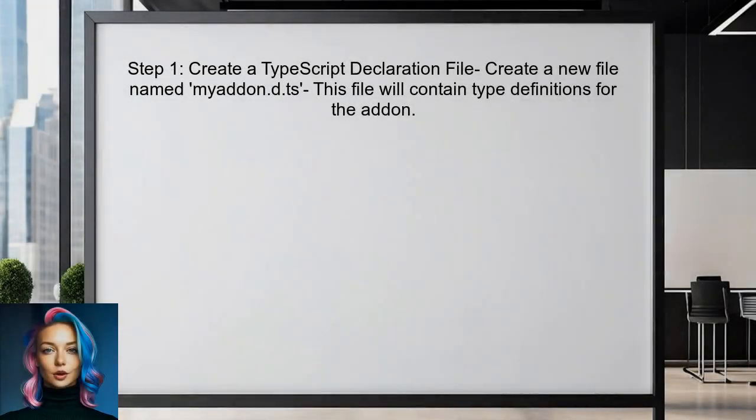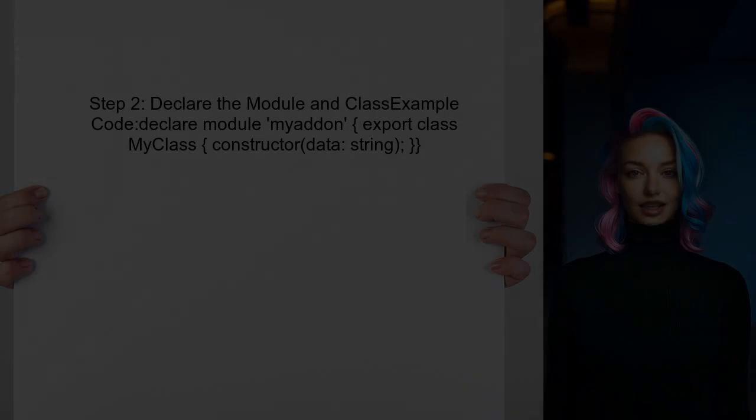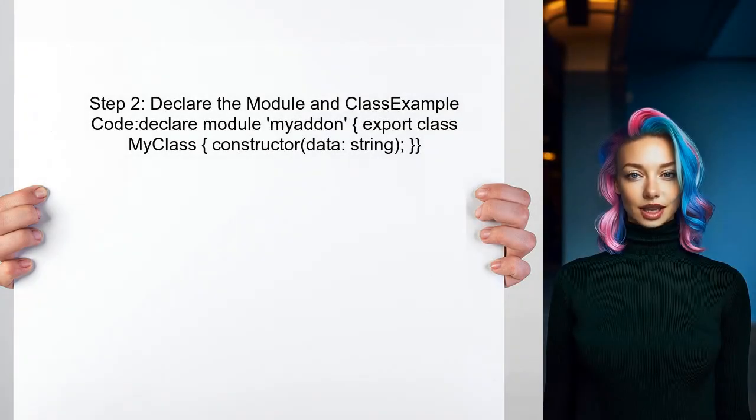To create a TypeScript declaration file for the Node C++ add-on, the user should first create a new file with the extension .d.ts. This file will contain the type definitions for the add-on. In this declaration file, the user needs to declare a module that matches the name of the add-on. Inside this module, they will define the class and its constructor.